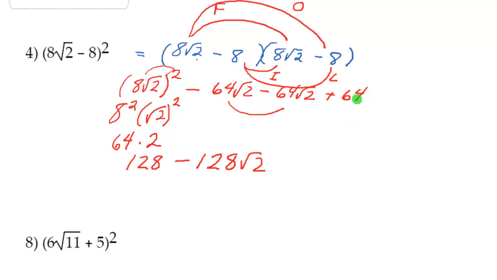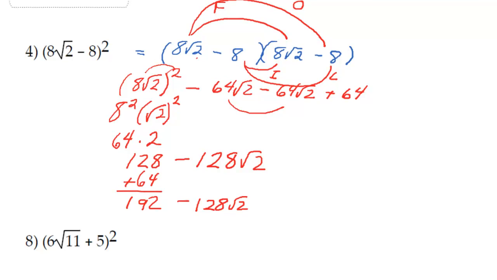And then over here you have plus 64, and we can actually take that 64 and add it to the 128. And so that gives us 192 minus 128 square root of 2. These are not like terms, so you cannot simplify any further, so that's your final answer.